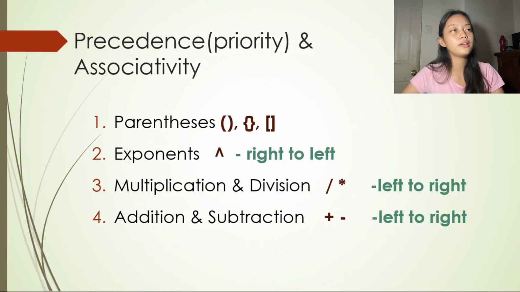The last one is the addition and subtraction. These operators have the lowest priority. This is the symbol for addition, and this is the symbol for subtraction, minus. Same goes with multiplication and division, the associativity of addition and subtraction is from left to right.